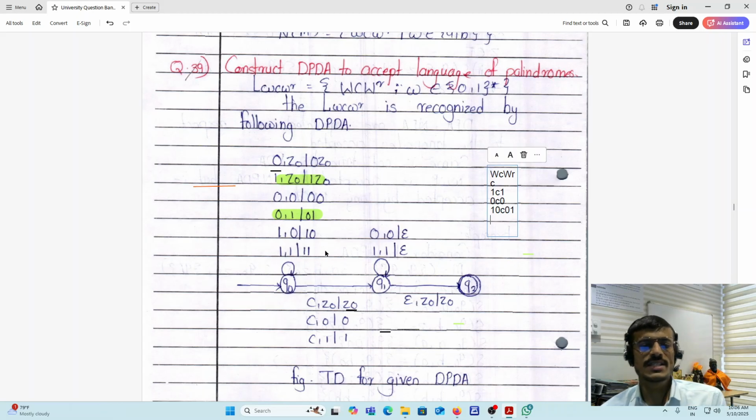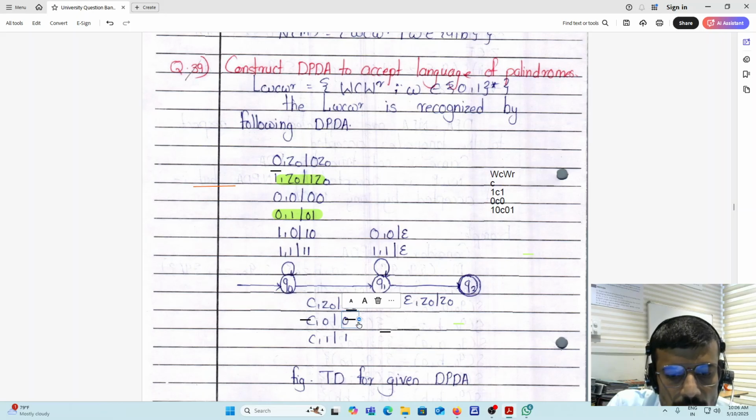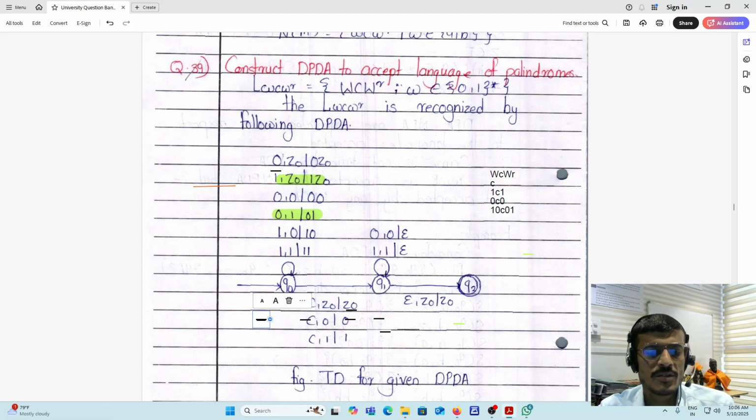So once you reach the C, what does it indicate? Once it reaches the C, what is the top of the stack symbol? 0. So C0, C0, okay, so C0, this one. What I would like to say here, so you will go for this second production.